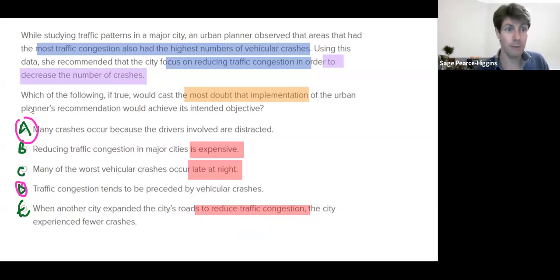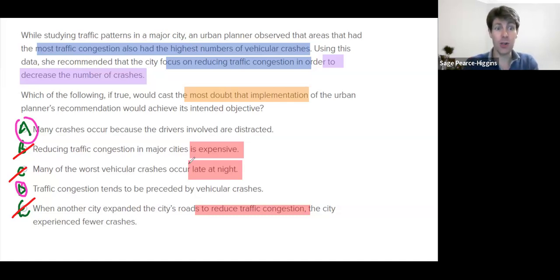So to focus a little bit more closely on answers A and D, coming back to the second round, let's slot them in. Many crashes occur because the drivers involved are distracted. That's answer choice A. So does this really mean that the traffic congestion would not decrease the number of crashes? Well, it might a bit. It's like saying there's another issue at stake here. But let's compare it to answer choice D.